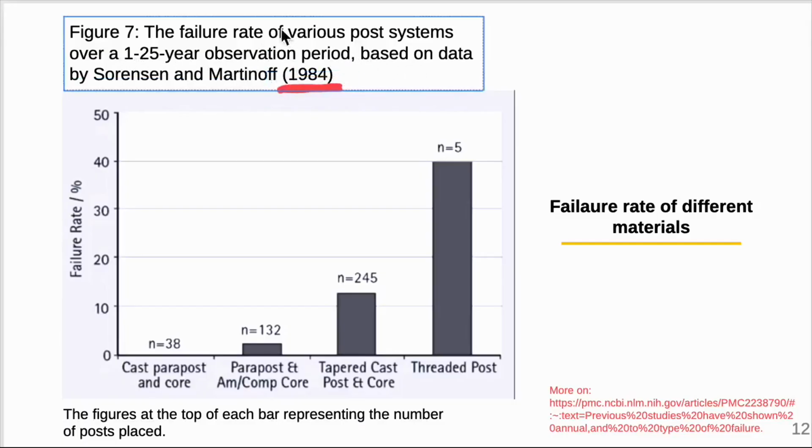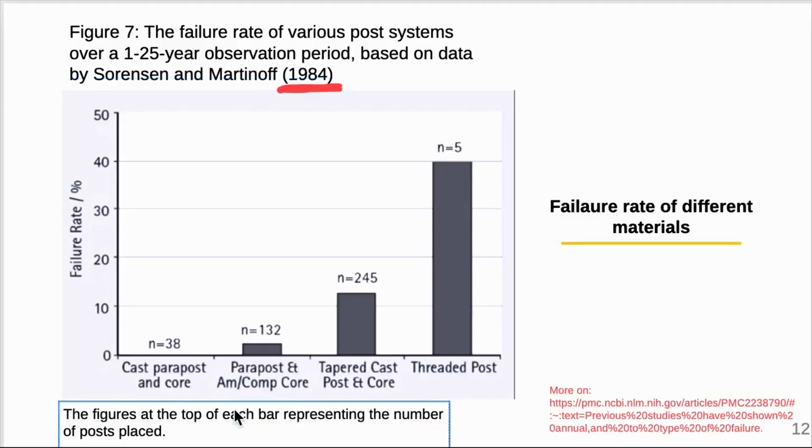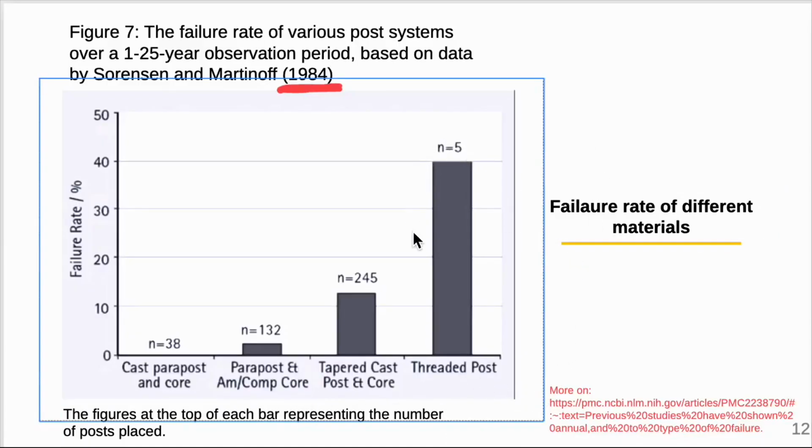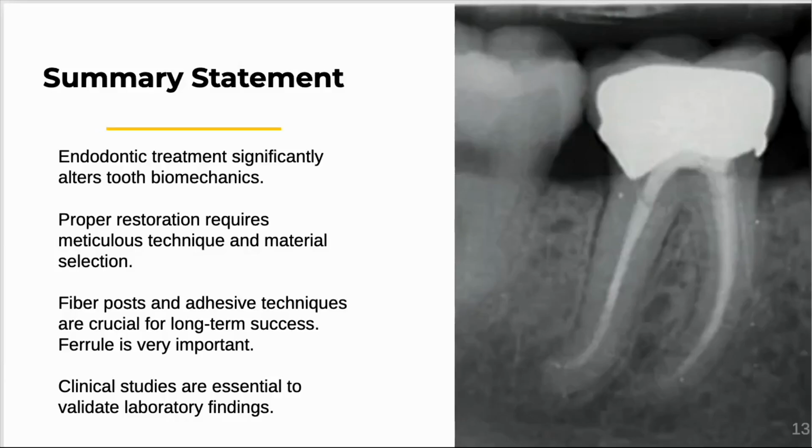This picture from 1984 studies shows that during a period of 25 years observation, they found out the failure rate for different materials. Here we see a 40% failure of this post, 3 dead posts out of 5.